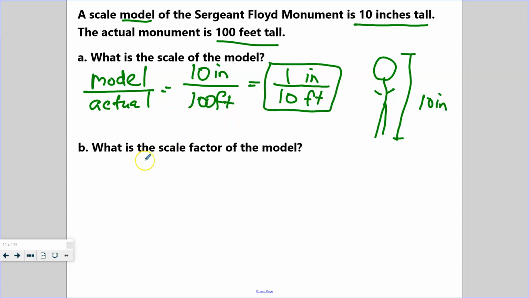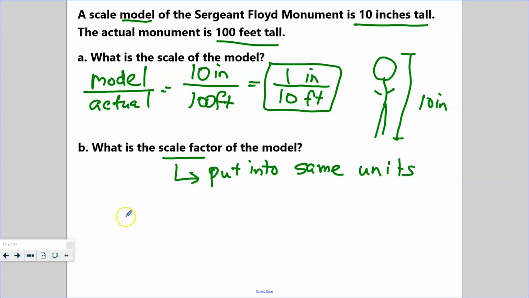And then now, what is the scale factor of the model? And so for scale factor, we need to use the same units, right? So the scale factor just means put into the same units. So you might think about that activity yesterday and how that kind of was asking you to do that. So we just have to use a conversion factor. So we're going to say that for every 1 inch, right? Sorry, not going to be equals.